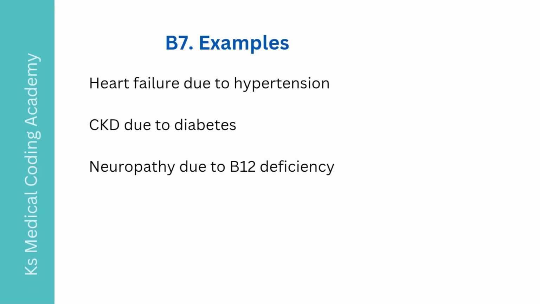Examples. Common examples of multiple coding conditions include heart failure due to hypertension, chronic kidney disease due to diabetes, neuropathy caused by vitamin B12 deficiency. All of these require both an etiology code and an additional manifestation code.